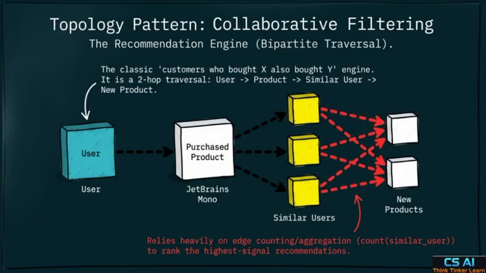Another common pattern is collaborative filtering for recommendation engines using bipartite traversal. This is the classic "customers who bought X also bought Y" logic. It is a simple two-hop traversal: user to product, to similar user, to a new product. This pattern relies heavily on edge computing and aggregation to rank the highest signal recommendations. Graphs allow you to do this in real time as the user is browsing, rather than relying on stale batch jobs.